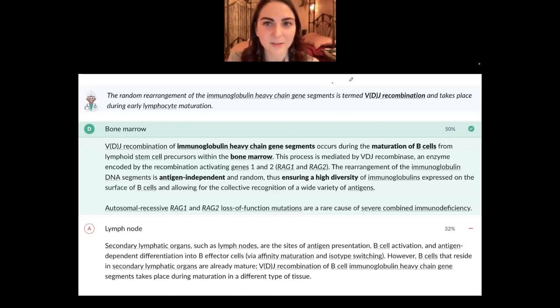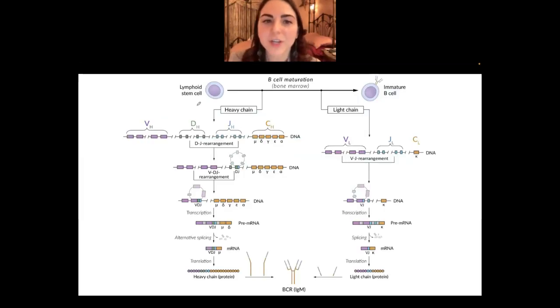And then here's Amboss's picture of VDJ. I just thought it was a bit confusing, like, wait, what's happening? But I wanted you to see the process again, all the way down to the heavy chain and then to the light chain, but the light chain's only VJ. Okay, last question.